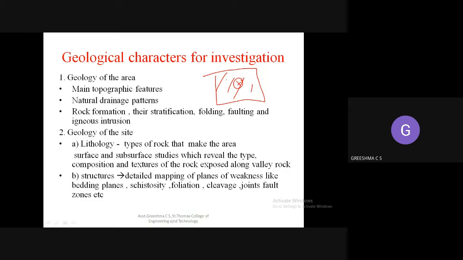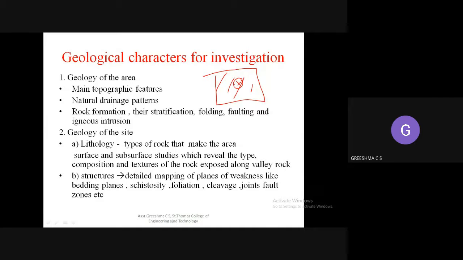Imagine this rectangle represents Cherudoni. So I have studied about Cherudoni. At the second stage, I'm going to study this particular site X, because here I'm going to construct my dam. The lithological features of the proposed site I have to study. Lithological features involve the study of the rock. That is, you have to study the composition, texture, origin, how it has been formed. All these things you have to study in detail.